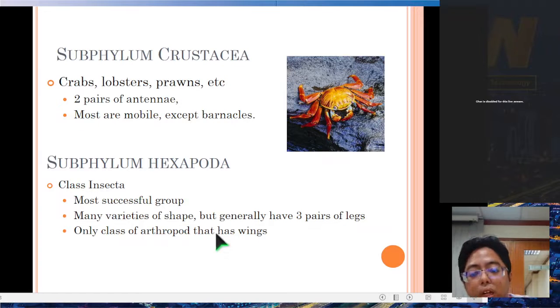Okay, next will be crustacea. Crustacea are the ones with armor, like crabs, lobsters, prawns. All of these are crustaceans. They have antennae, which are two pairs, and most are mobile except barnacles.